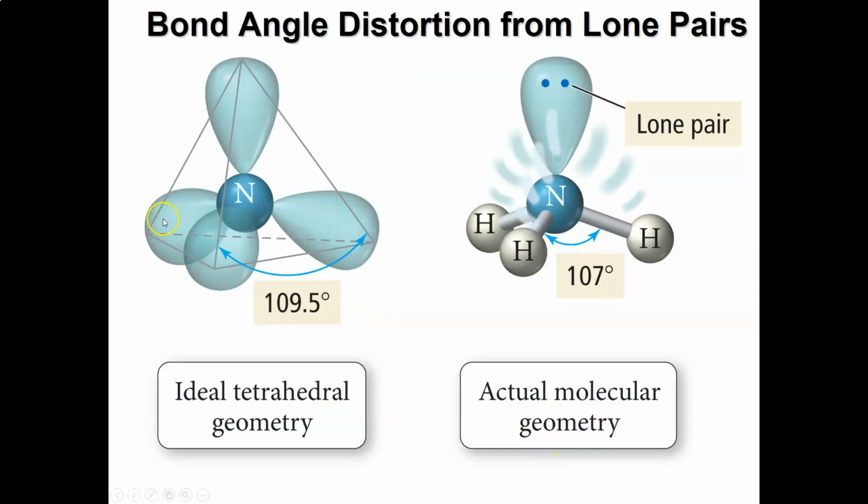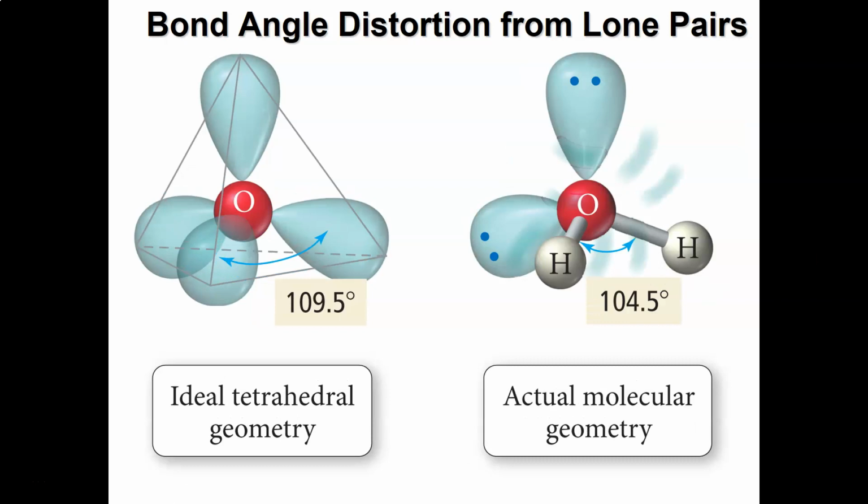So here we have tetrahedral geometry. We have 4 things bonded. But if one of those 4 things is a lone pair, rather than a true bonded atom, instead of having 109.5 degrees here, it's going to get squeezed down to 107 because the repulsion between that lone pair is going to be a little bit extra than you would expect. So we end up with a distortion.